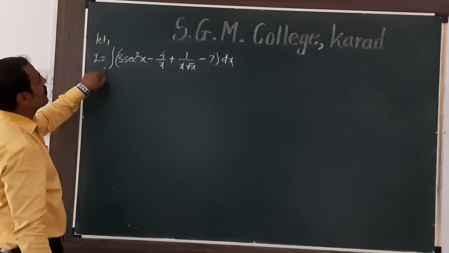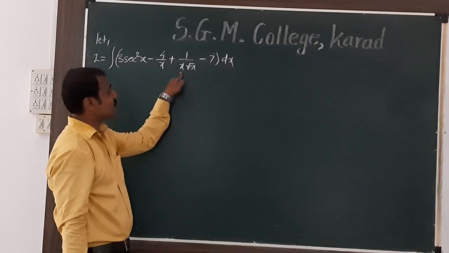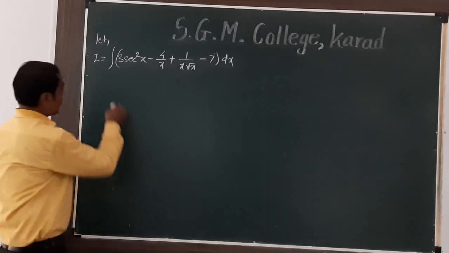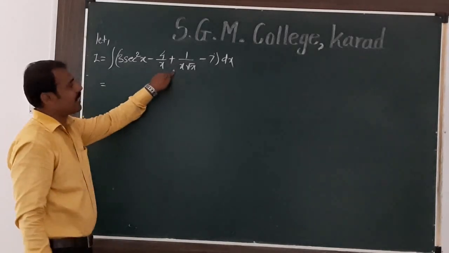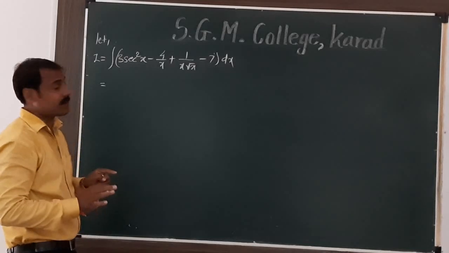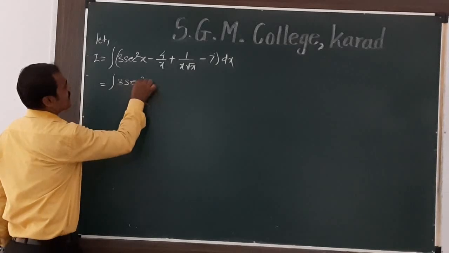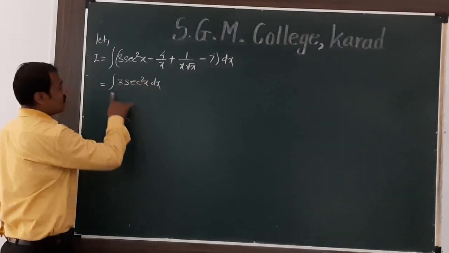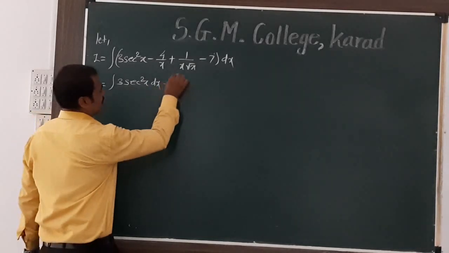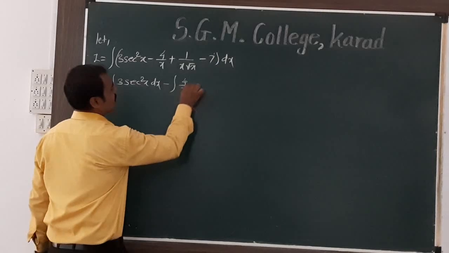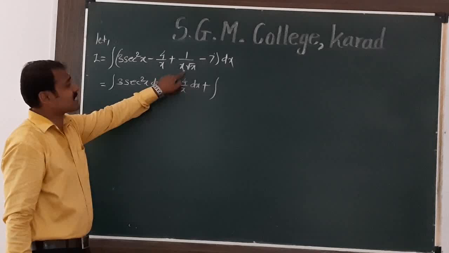So let I be equal to the integration of 3 sec square x minus 4 divided by x plus 1 upon x root x minus 7 dx. Okay, here inside the integration there is subtraction, addition, subtraction. So we separate the integral sign. So it becomes the integral of 3 sec square x dx. Okay, we separate the integral sign with the dx symbol. Remember it. Minus integration of 4 divided by x dx plus integral of x root x.